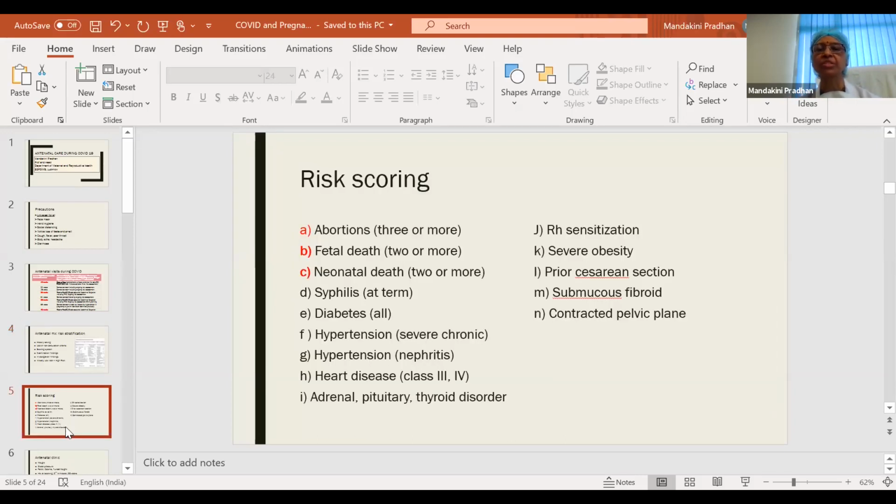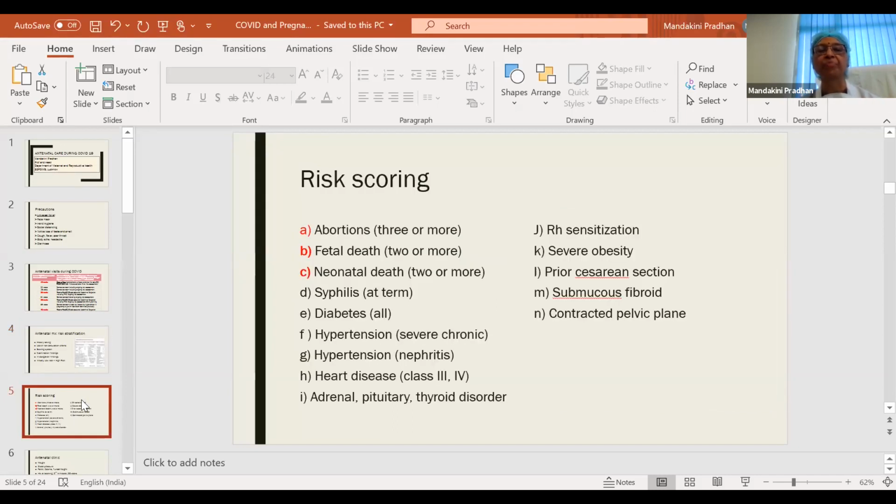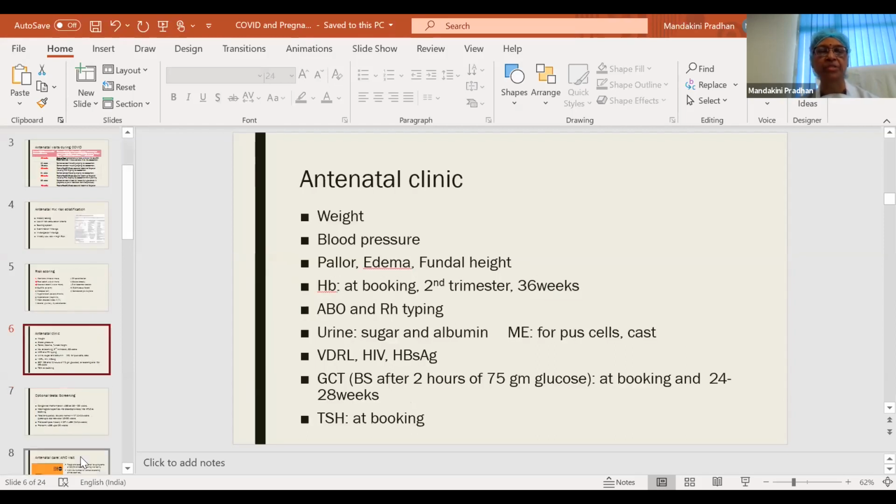So first is risk scoring, and hence in our EOPD we have pasted this risk scoring form in front of our eyes. It is difficult to remember, so for every patient we calculate the risk and write it in that EOPD form. We use the Copland risk scoring form. There are other forms that can be used, and one can remember that if a patient is diabetic, hypertensive, or has a previous cesarean, these all fall into the high risk category.